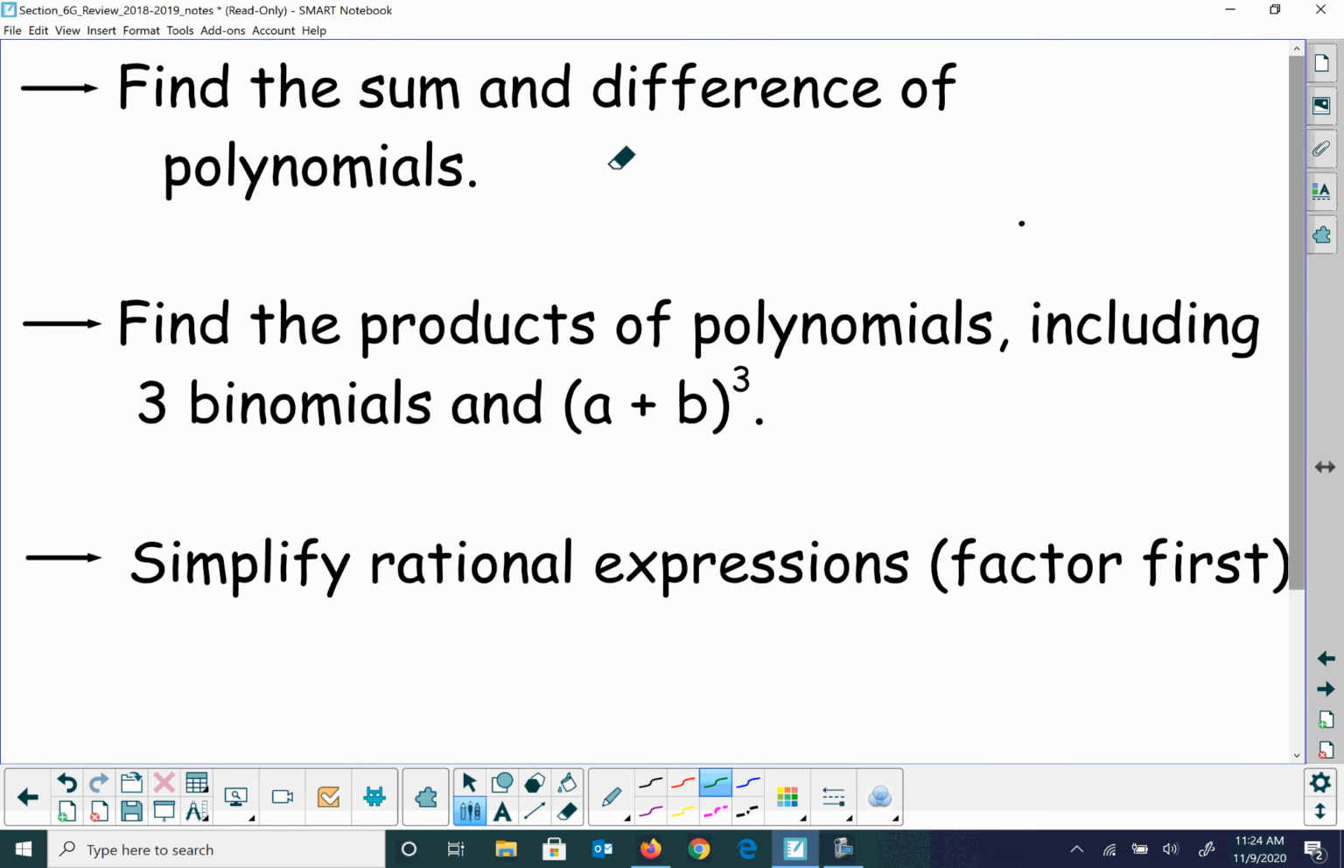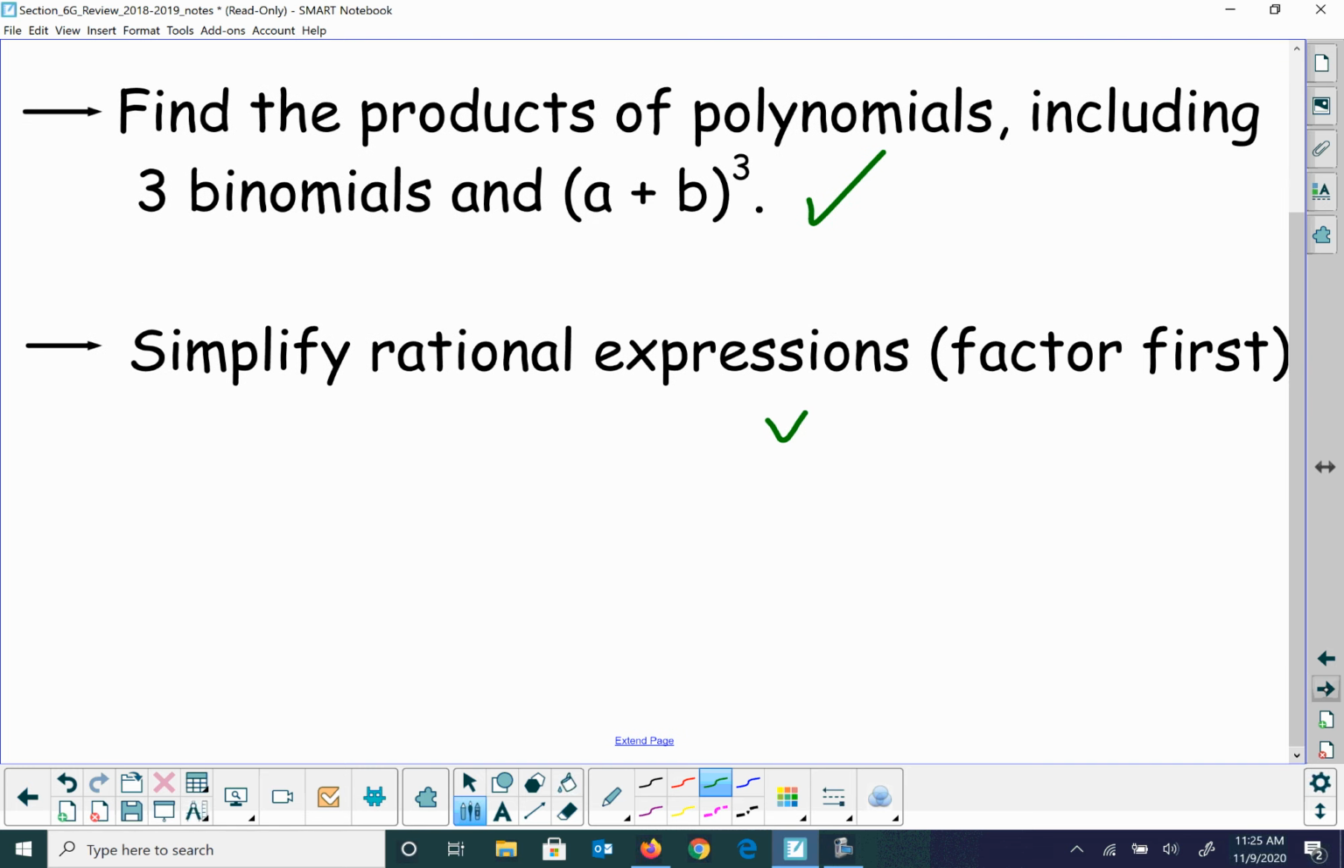Find the sum and difference. Pretty sure you're all set with this. If you need more review, we can do this more in class. And then simplify the rational. Okay, we can look at that as well.